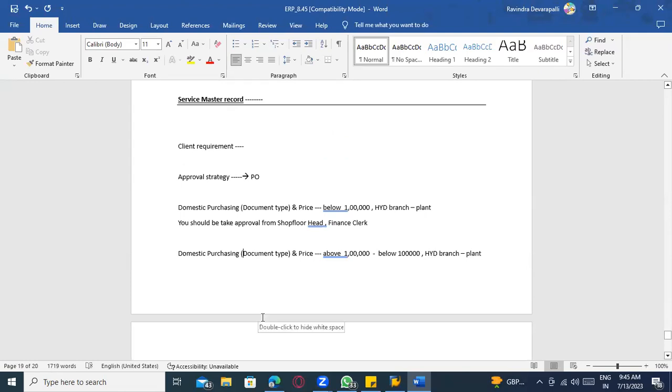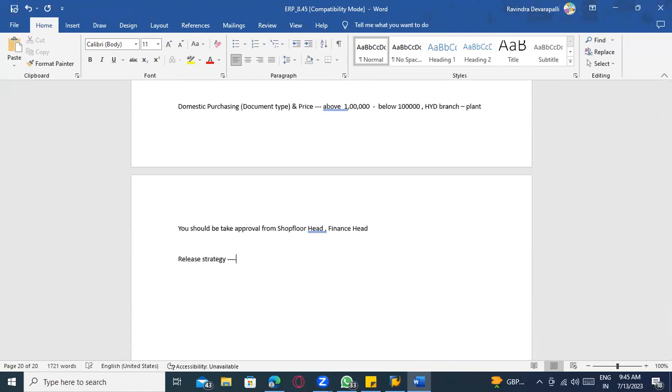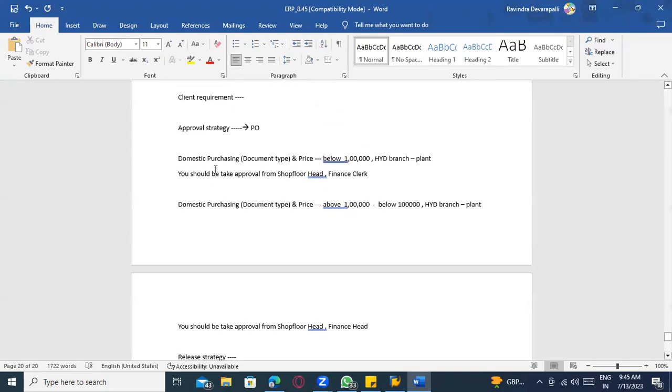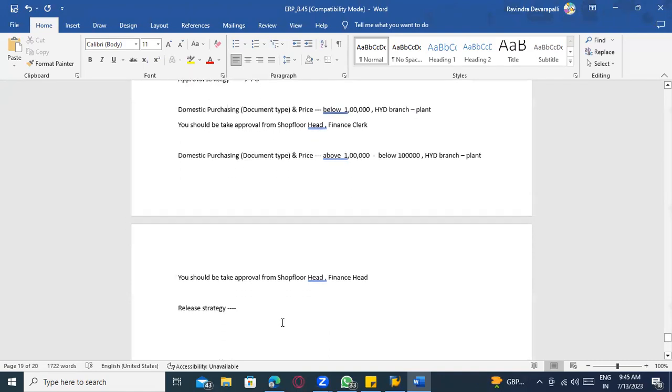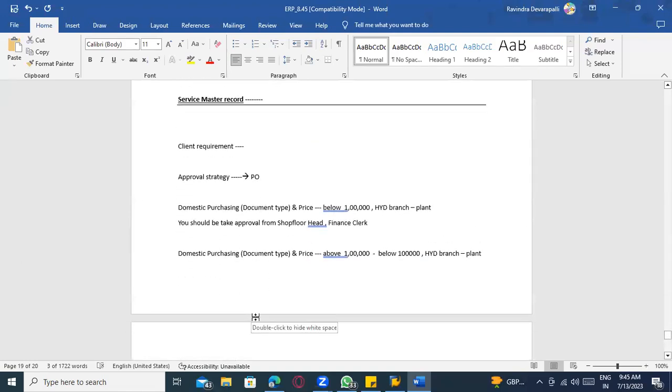How can you design that? You design that in the configuration. What kind of configuration is it? This is called release strategy. In the release strategy, we define the different kinds of approval strategies, what the conditions are, and what factors need to be considered. All these things we define in the release strategy. So this is the configuration, the approval design that you are designing.